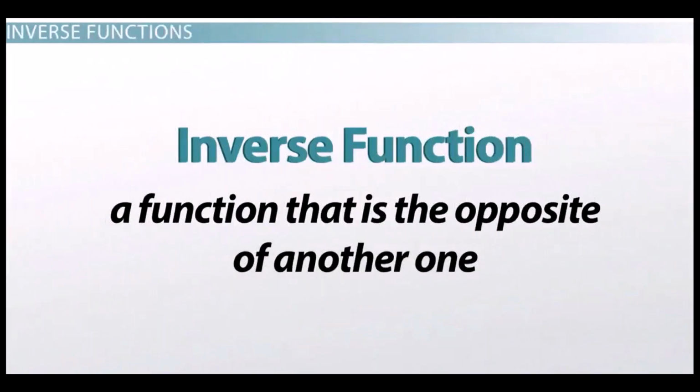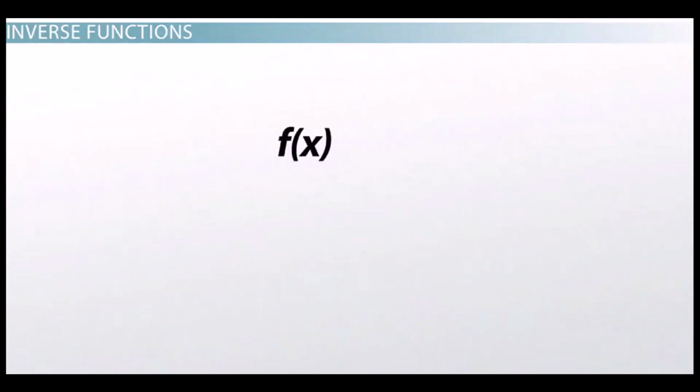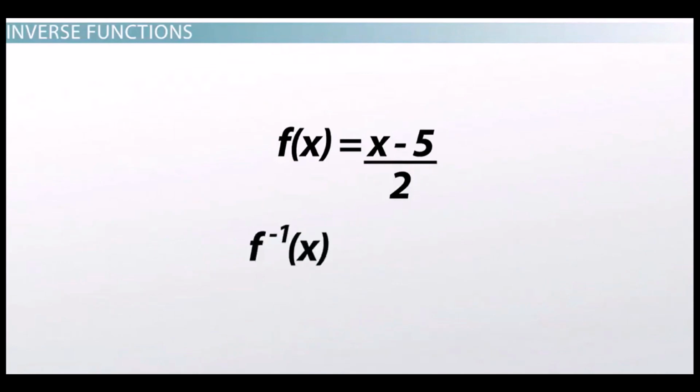If a function is a set of steps to do to a number, its inverse is just a different set of steps that undoes everything the original function did. For example, if we had one function f of x that told us to start with a number, subtract 5, and then divide by 2, its inverse function would instead do all the opposite operations in the opposite order. That means that it would start with the same number, multiply it by 2 first, and then add 5.